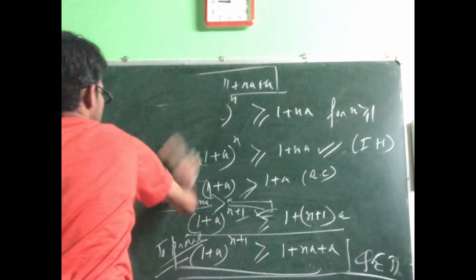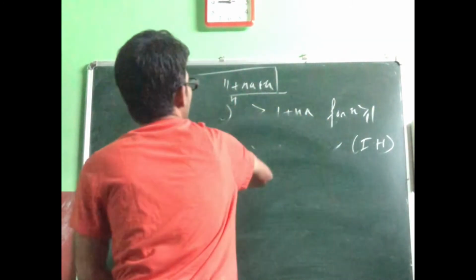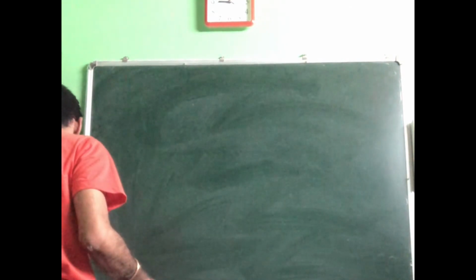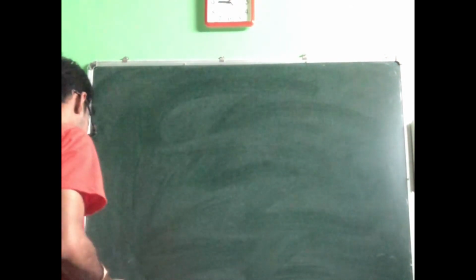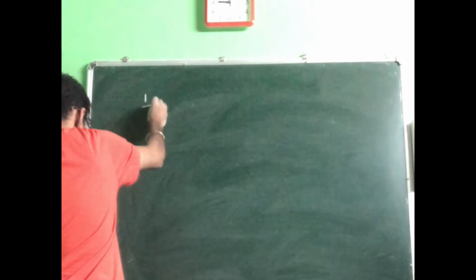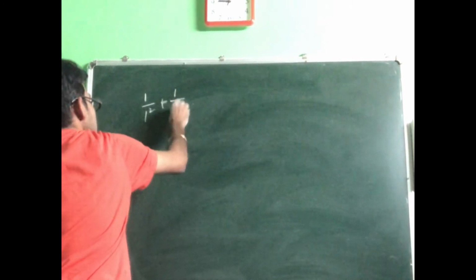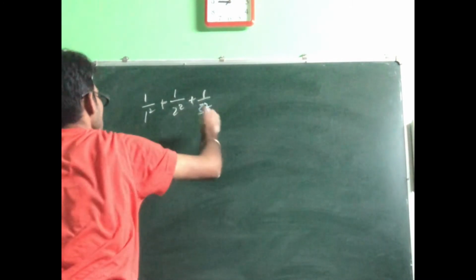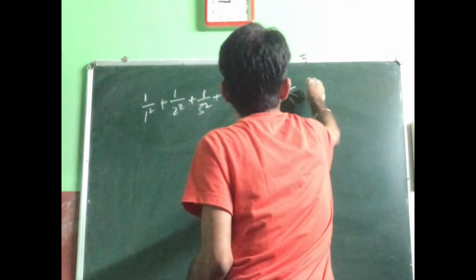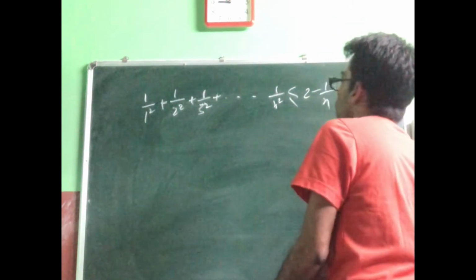Next, let's try to prove one more question. Let's try to prove this result: 1 by 1 square plus 1 by 2 square plus 1 by 3 square, up to 1 by n square, is less than or equal to 2 minus 1 by n for n greater than or equal to 1.